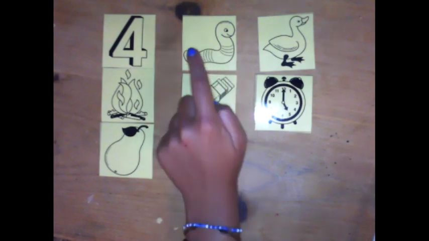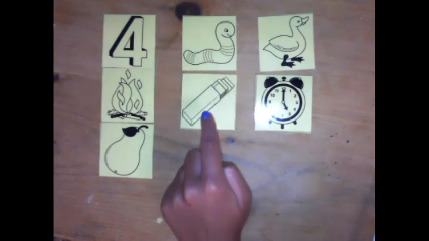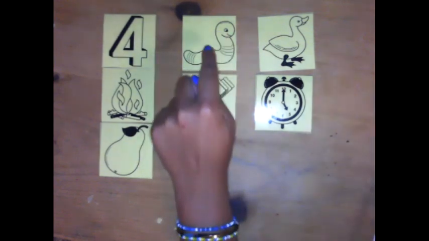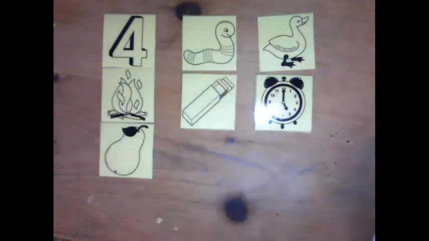What about here? Worm, gum. What do you think? Yes, they both end with the sound. Worm, gum.